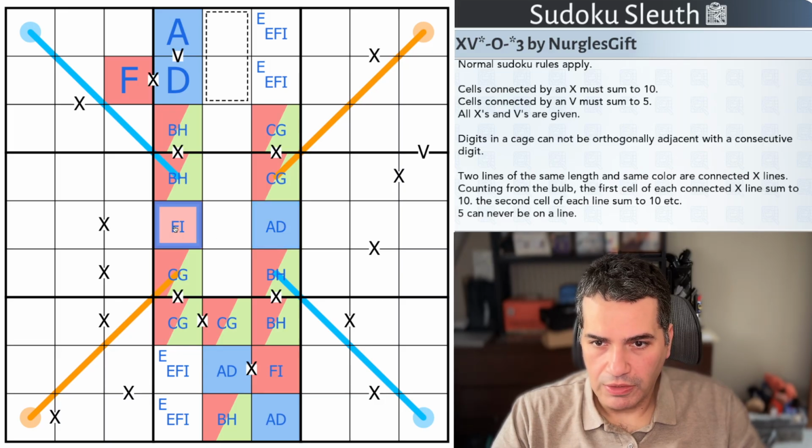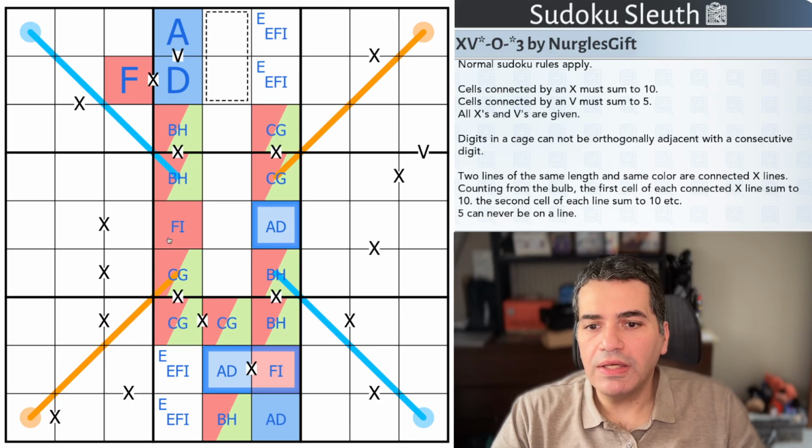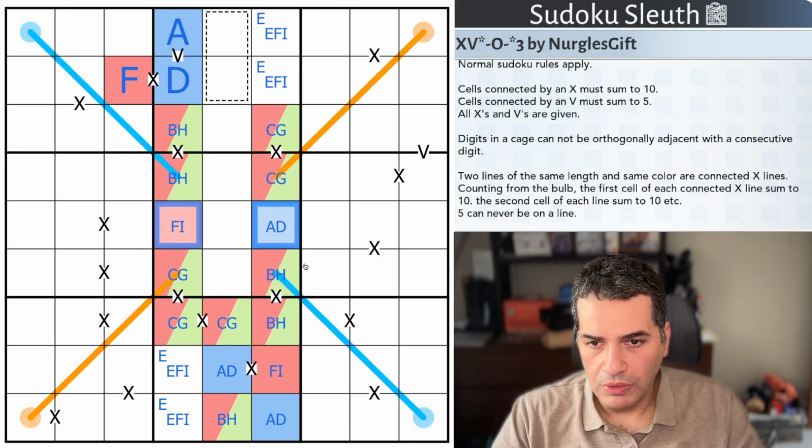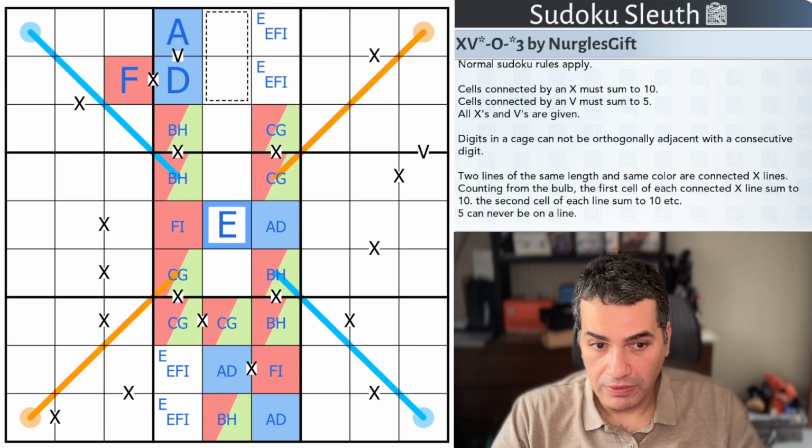So this FI is not this slot, so it has to be this cell. And this AD, it's not this cell, it has to be this one. So yes, they do add up to 10. So the remaining AD and FI, which is, again, not these two, also add up to 10. So they have to be separated by this digit. That's our first finally. So this would definitely be a 5.